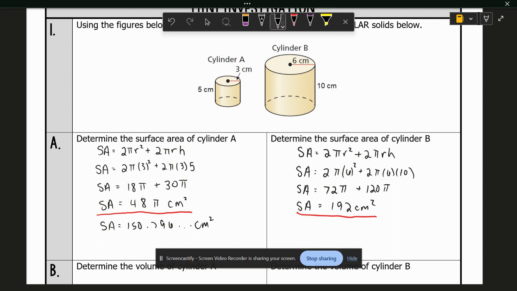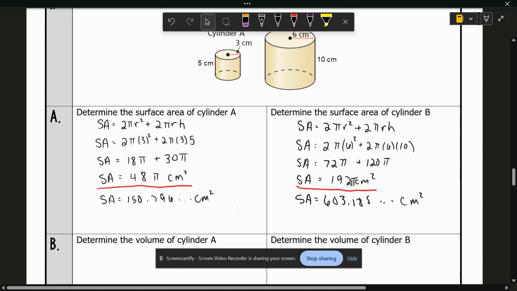Again, you could also plug it into your calculator. 192 times pi is going to give you 603.185 centimeters squared. But again, 192 pi is what we want to work with, because we're going to create a fraction or a ratio to determine what the scale factor is, to see what we notice and what we can tell about the similar solids.